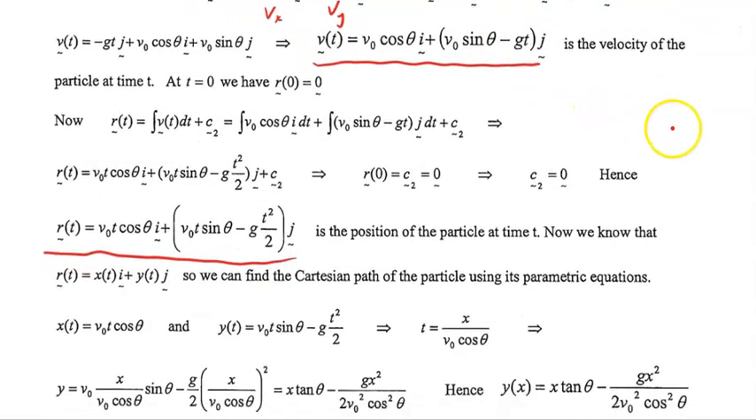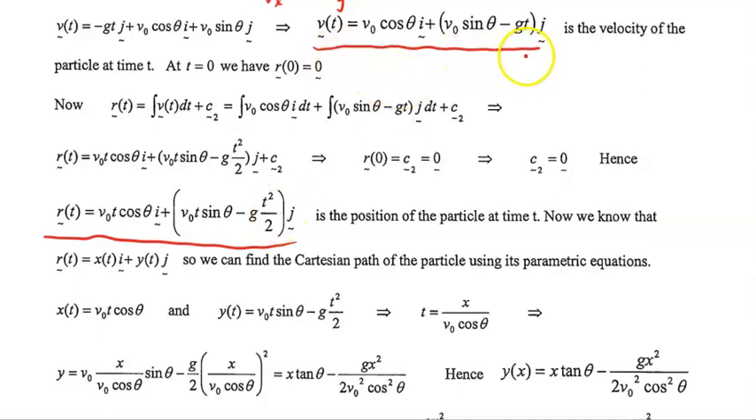So we have the position vector and velocity vectors at any time t. Now we know that the position vector is given by x of t i plus y of t j, and these are the Cartesian coordinates x and y.